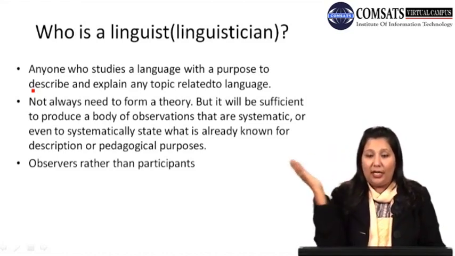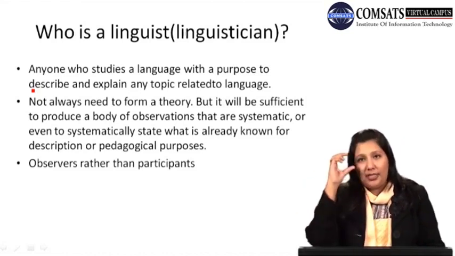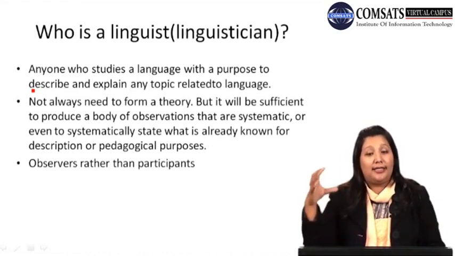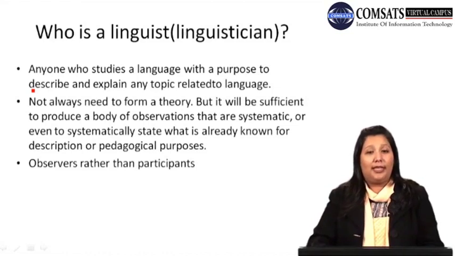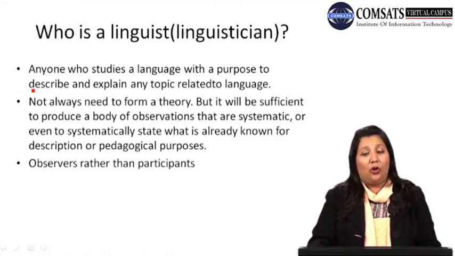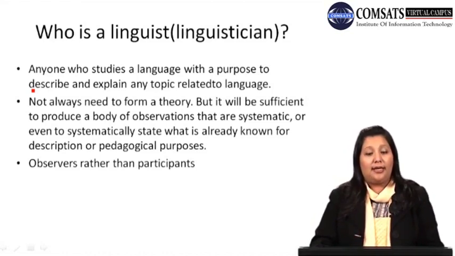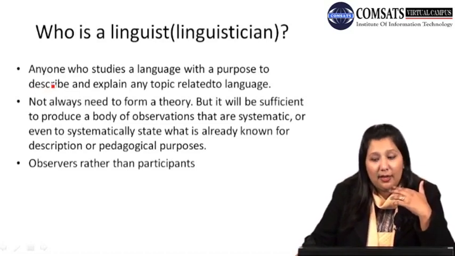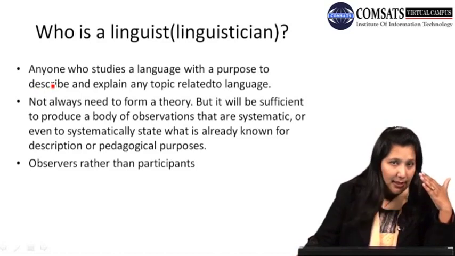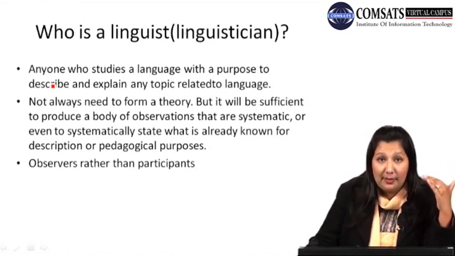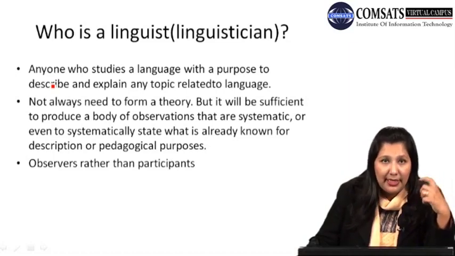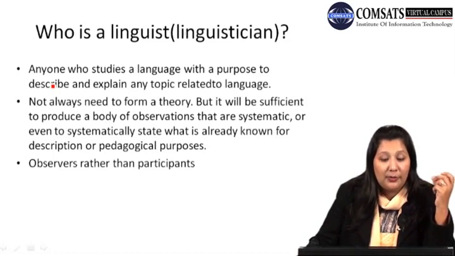What a linguist is doing is studying the language. A linguist is looking at the language, describing the language, analyzing the language, explaining the language, all the topics that are related to the language. It does not always need to form a theory, but it will be sufficient to produce a body of observations that are systematic, or even to systematically state what is already known for description or pedagogical purposes. We are not always saying that whatever a linguist studies is going to form a theory. Sometimes they are not going to form a theory. They are systematically studying, systematically stating what is already known for description or pedagogical purposes.